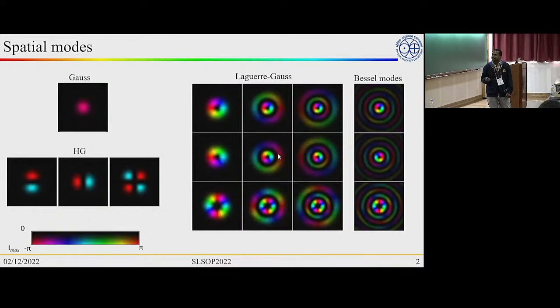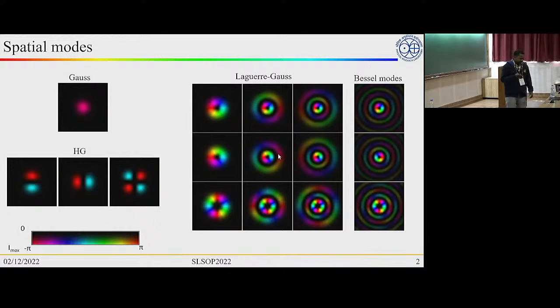Moving forward, these are the spatial modes we have: Gauss, LG, HG, Bessel modes. These are plotted in such a way that the more intense the color, the more intense the light, and the color represents the phase. If it's an HG mode, if you consider one lobe to have positive phase, the other has negative. For LG, the phase goes clockwise or anti-clockwise. These are donut modes, higher order LG modes, which have p values also. Here I have shown some Bessel modes.